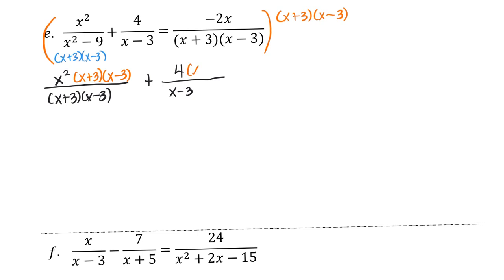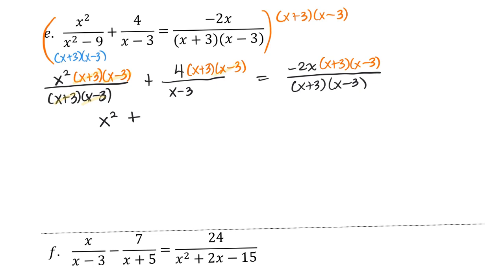Times it by x plus 3, x minus 3. Equals the third fraction, but let me keep the denominator the same. If we've multiplied by the correct thing, our fractions should all cancel. So this cancels, this cancels. So I'm left with x squared.